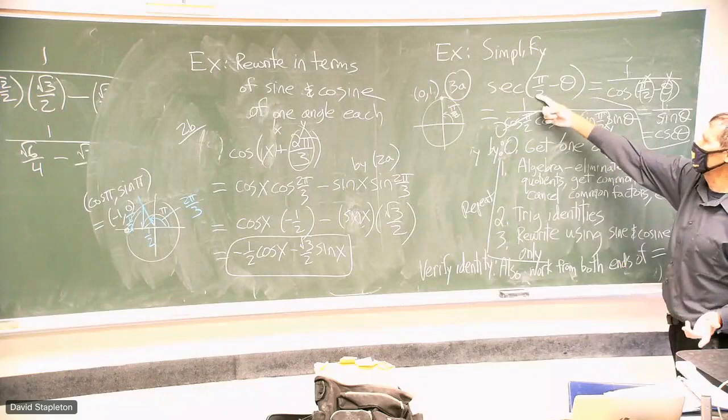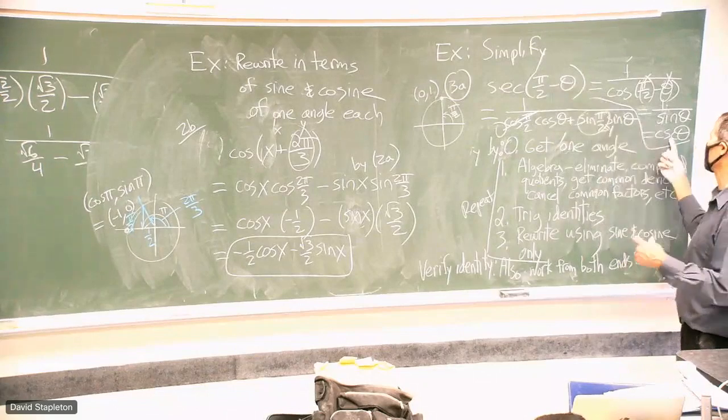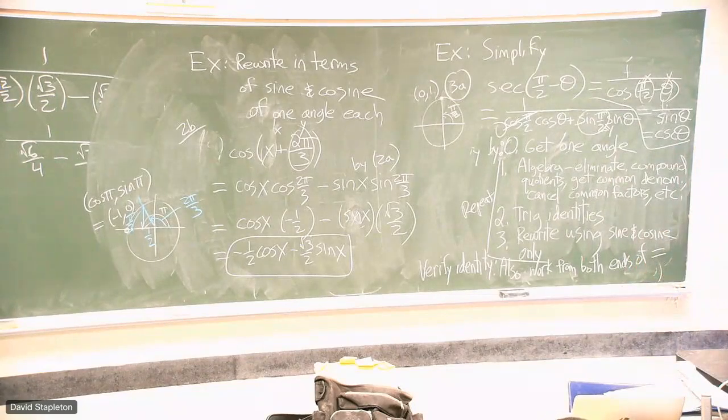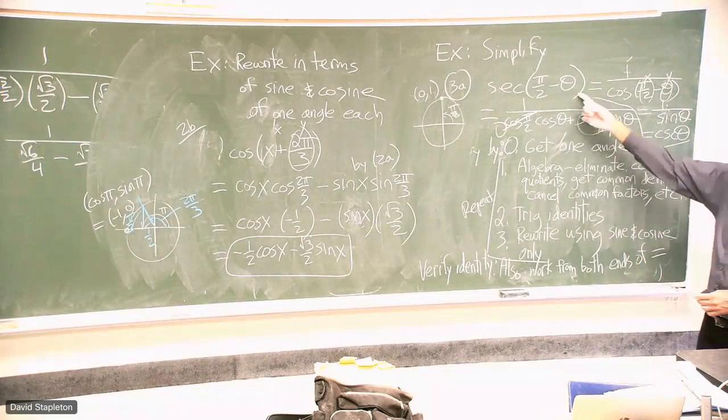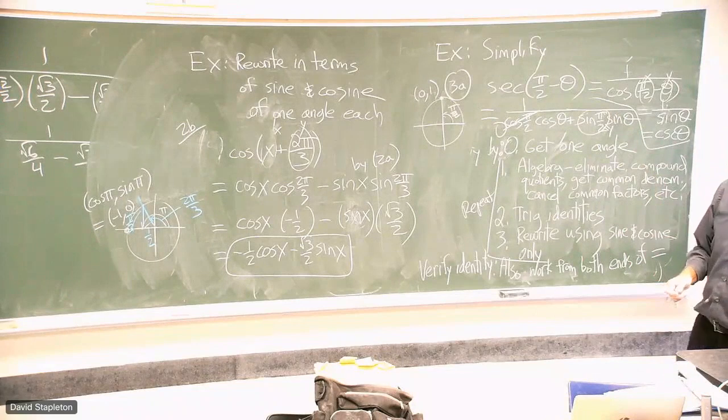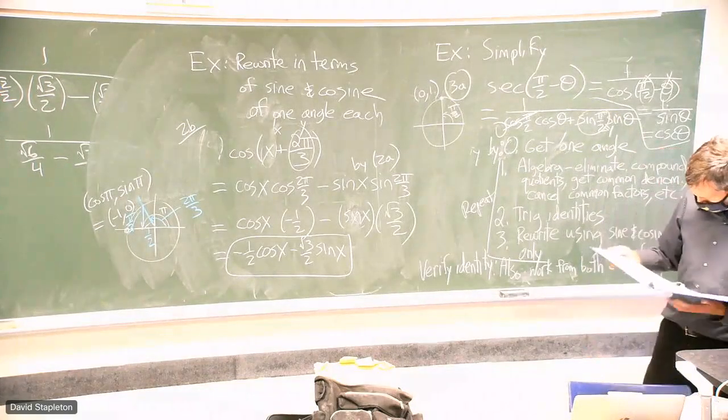And if you see secant 3 pi over 2 minus theta, it's nice to write it in terms of cosecant instead of leaving this in terms of two angles. So they're simplifying. You can get one angle and make these things a little easier sometimes.